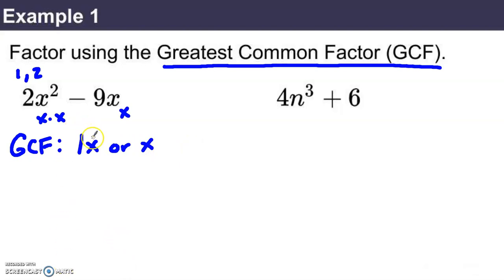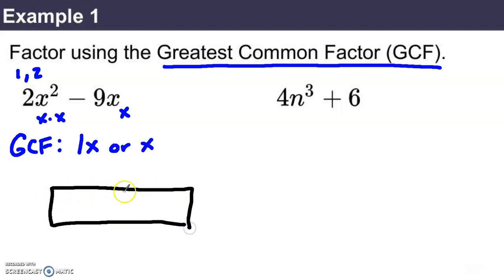So what I want to think about is how to factor this using the greatest common factor. What I want to do is create a backwards multiplication problem. I want to write a multiplication problem where the answer is 2x squared minus 9x, and one of the factors is my greatest common factor, x. Can we figure out what goes here and here? What would I have to multiply by x to get 2x squared minus 9x?